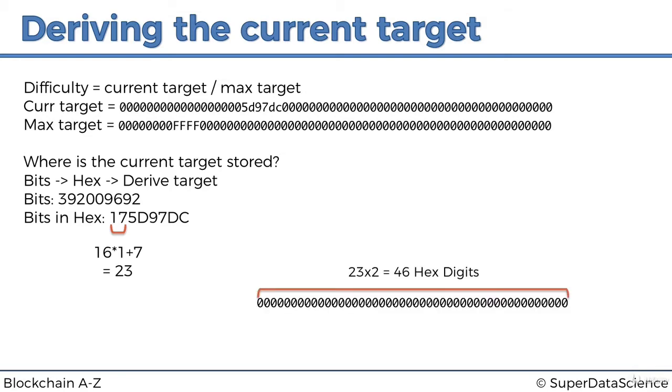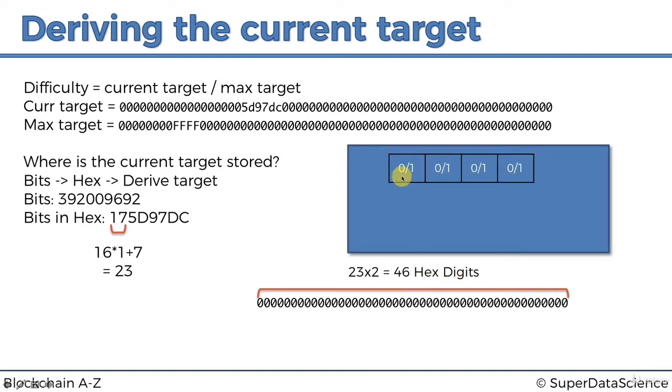So what we're going to do now is draw 23 times 2, important to multiply by 2, so 46 hex digits. Why are we drawing 46? That's the length of our number. 23 bytes is actually 46 hex digits. Why is that? Because a hexadecimal digit takes up 4 bits always, because 2 to the power of 4 is 16. 2 times 2 is 4, times 2 is 8, times 2 is 16. So a hexadecimal digit takes up 4 bits.